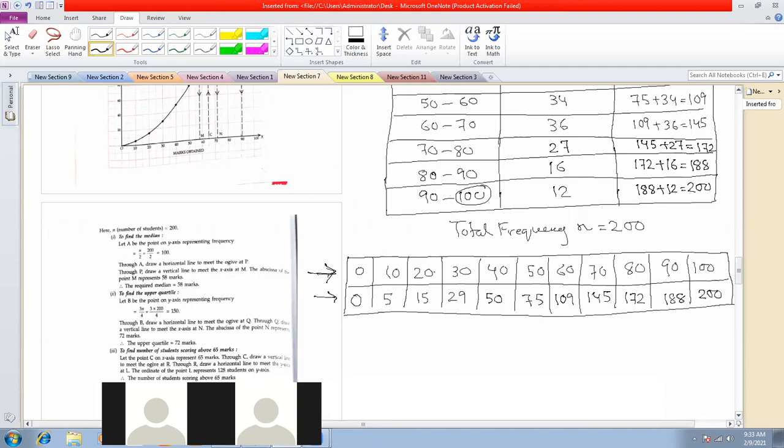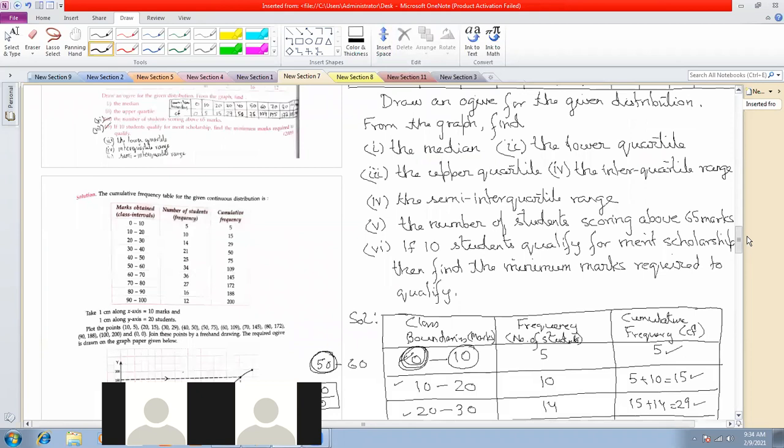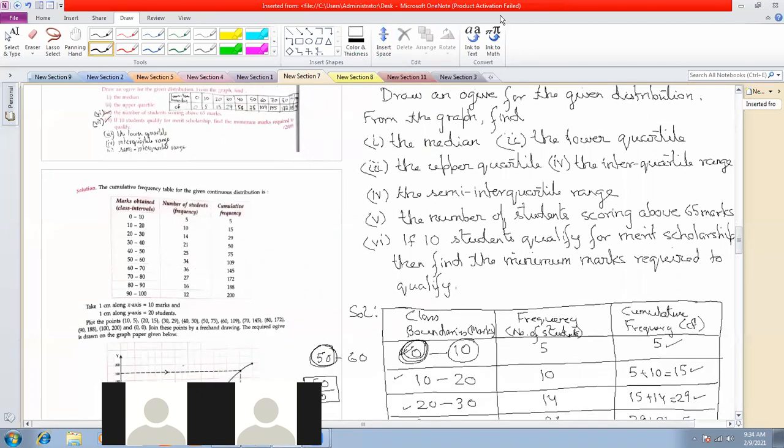Now we shall plot this on the graph paper, which I don't have time for right now. So I'll stop here. Please go through this, and tomorrow I'll be plotting the graph and answering the questions, that is, finding the median, the quartiles, and all the other questions. So that is where I stop for today.